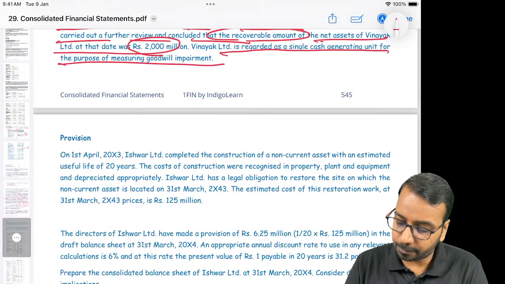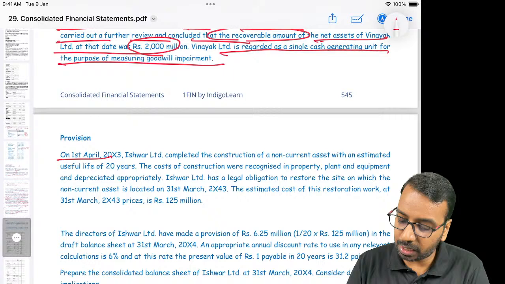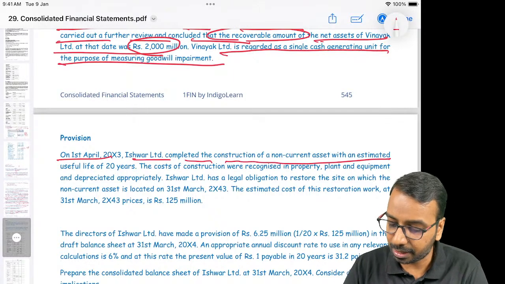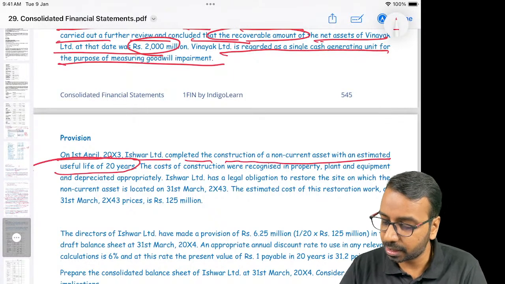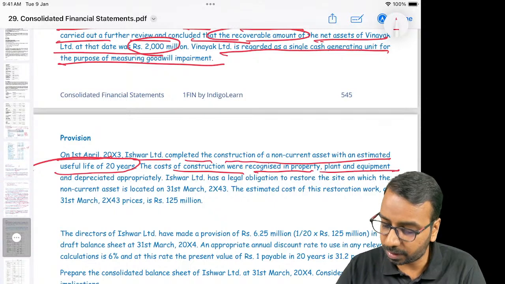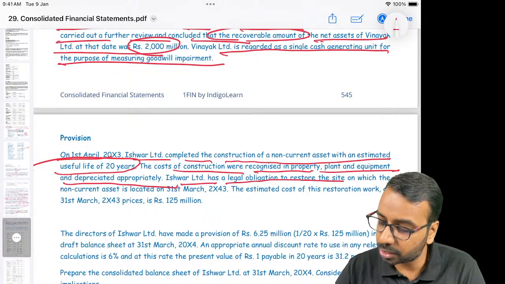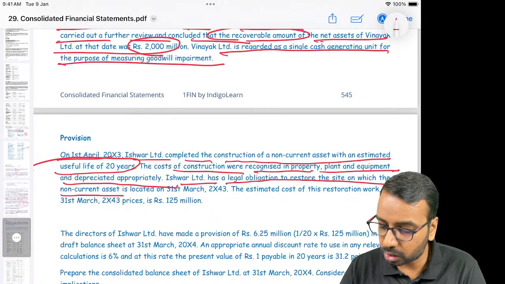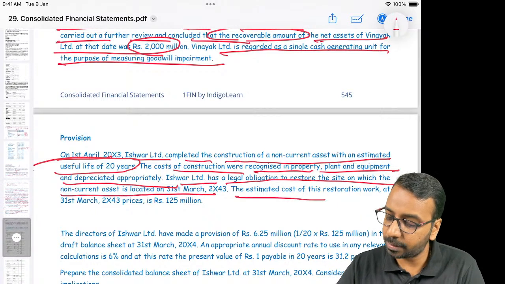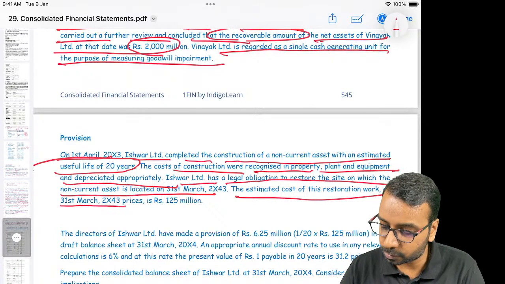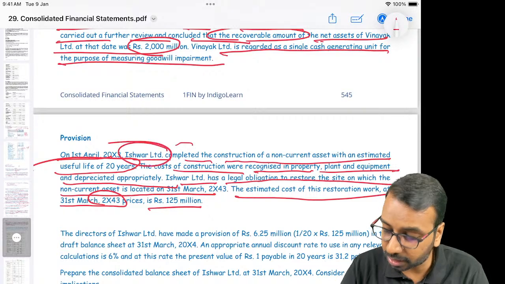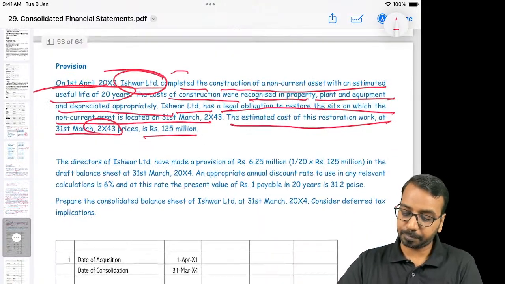For the purpose, on 31st March, Ishwar Limited completed the construction of a non-current asset with an estimated useful life of 20 years. Cost of construction were recognized in PPE and depreciated appropriately. Ishwar Limited has a legal obligation to restore the site on which the non-current asset is located. The estimated cost of this restoration work at 31st March 2043 prices is 125 million. This is not of subsidiary, this is of the parent.